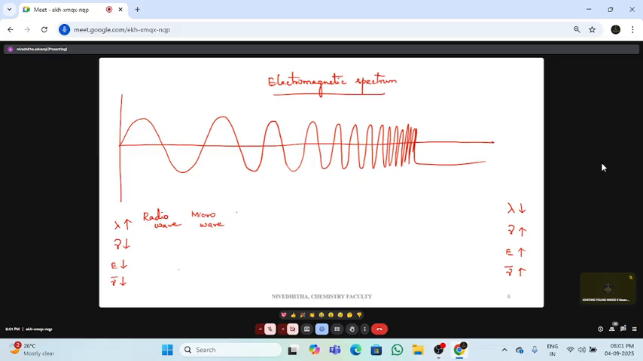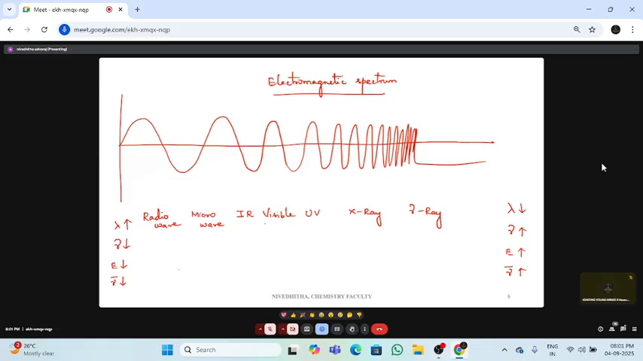After microwaves, it is IR. What is the full form of IR? Infrared rays, ma'am. After infrared, it is visible light. After visible light, it is UV. After UV, it is X-rays. After X-ray, it is gamma ray. Right. So gamma ray has the highest energy and lowest wavelength.